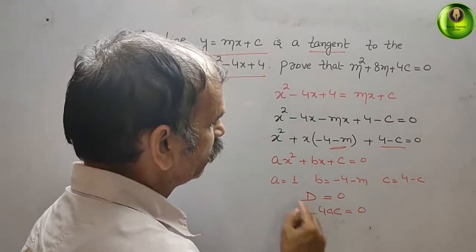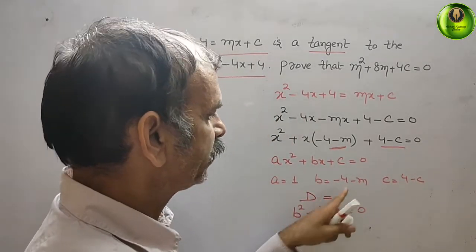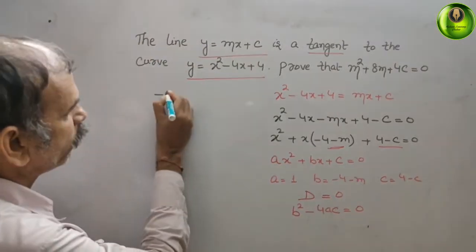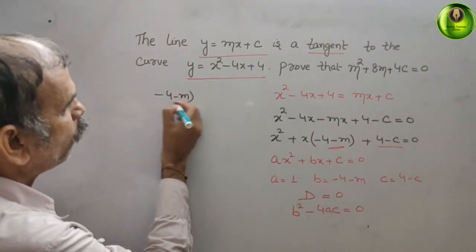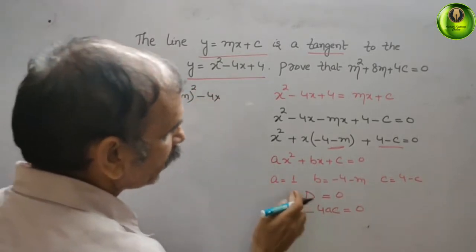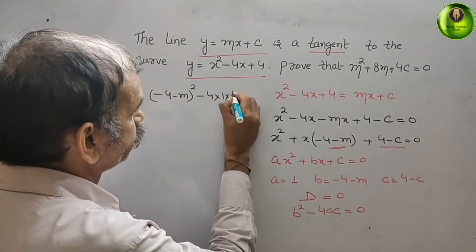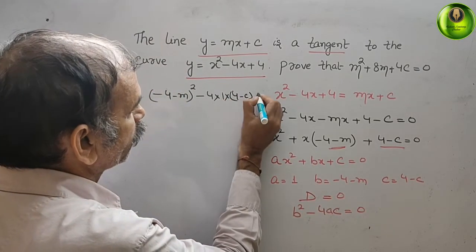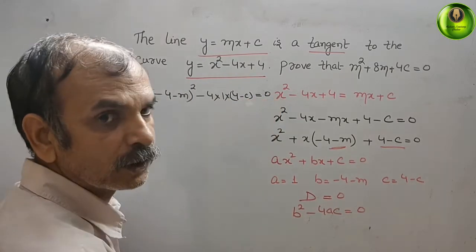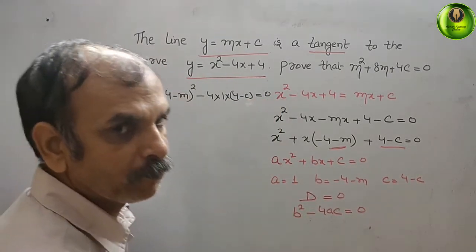Now substitute this value here. We will get b square, that means minus 4 minus m whole square, minus 4 into a, which is 1, and c is 4 minus c. That is equal to 0. Now solve this. This is minus 4 minus m whole square.